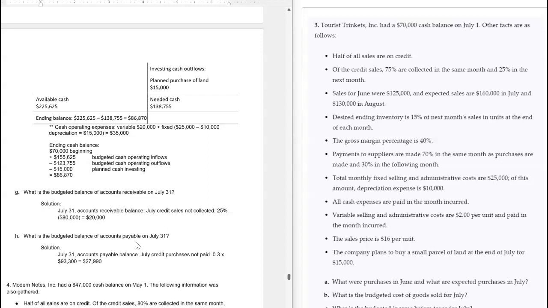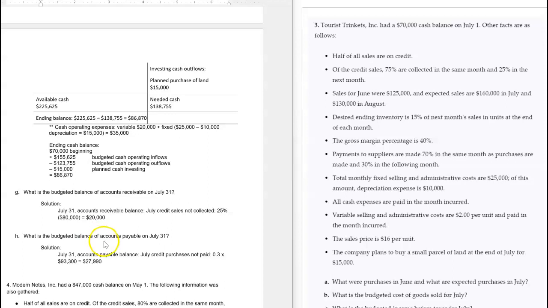Getting there. What's the budgeted balance of accounts receivable on July 31st? The balance would be July credit sales not collected. That would make sense, 25%. So 80,000 times 25% gives us 20,000.